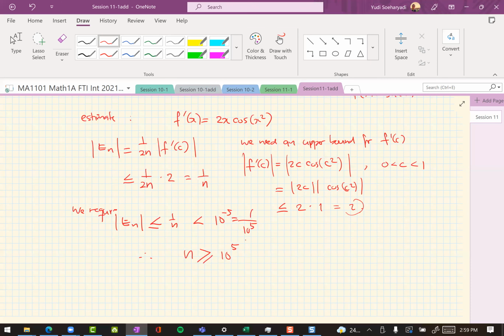Okay, that means, let's see, 10 to the 5th is 100,000. Okay, so you use 100,000 points to compute the integral with this precision. Right? So it's long computations, cumbersome. Okay. Is it okay up to this point?